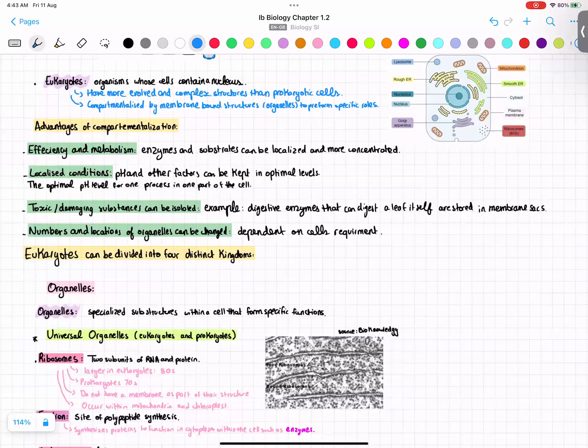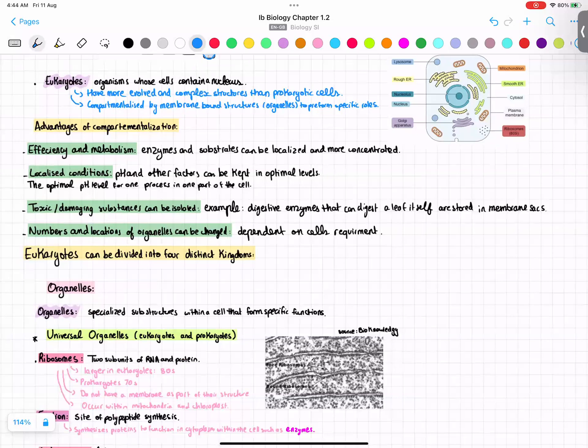They're also compartmentalized by membrane-bound structures, by organelles. Basically, what it means is that it's split, and each one of these organelles performs a specific function. Now, why is it an advantage that there's compartmentalization in the eukaryotic cells?